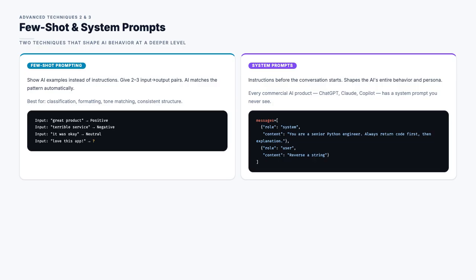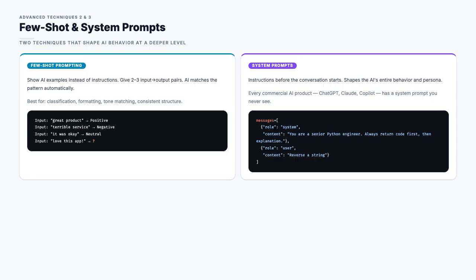Few shot prompting. This one is underused and incredibly powerful. Instead of telling AI what to do, you show it. You give it 2 or 3 examples of input and output. Then let it match the pattern. For example, say you want AI to categorize customer feedback. Don't just say "categorize this feedback." Instead say, here are some examples.